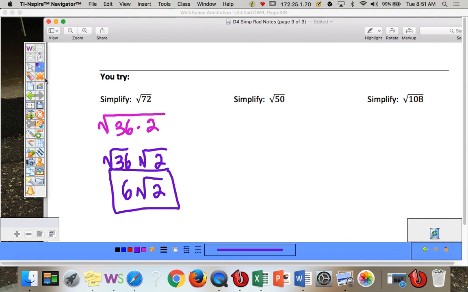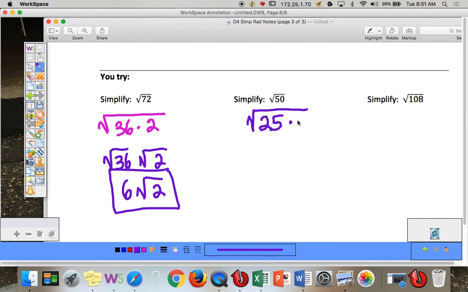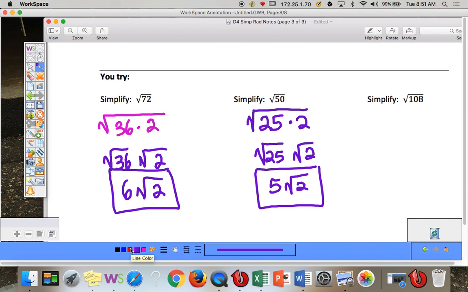All right, let's try the square root of 50. The square root of 50, let's see, that would be 25 is the biggest one times 2. And break that apart. We have the square root of 25 times the square root of 2, which is 5 square root of 2. All right, the next one's 108.